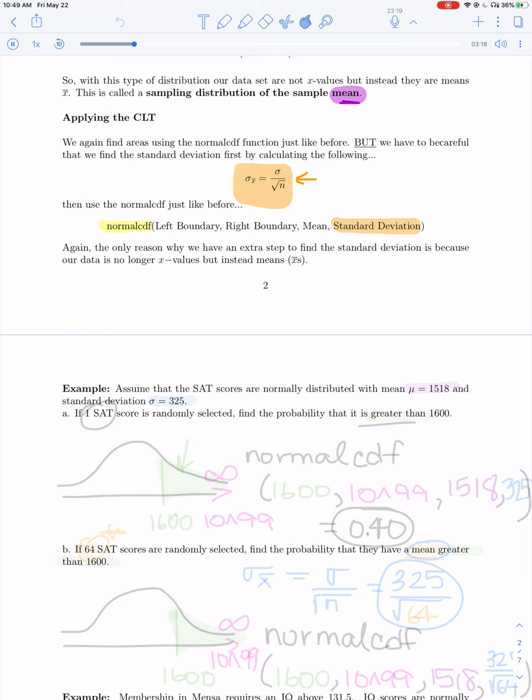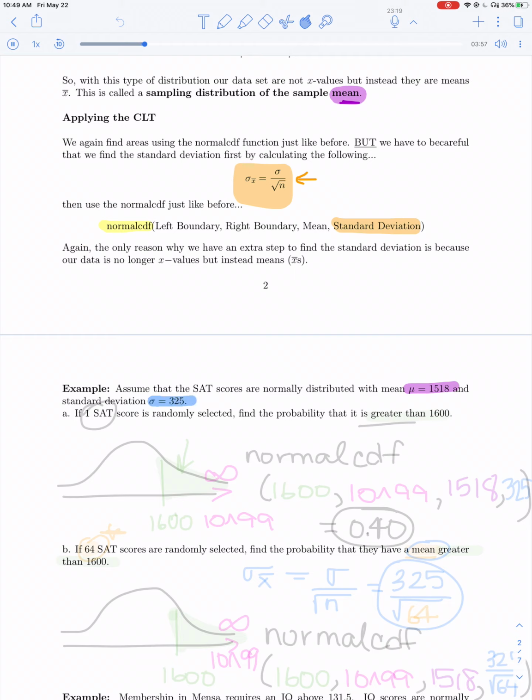So what I'd like us to do is look at a couple of problems so that we can see how this is different from what we were doing before. How would the wording be different? How would I know to do something different? Well, let's take a look. Assume that the SAT scores are normally distributed with a mean of 1518 and a standard deviation of 325. So far, so good. This is the same type of information we received before, that we have a mean and a standard deviation.